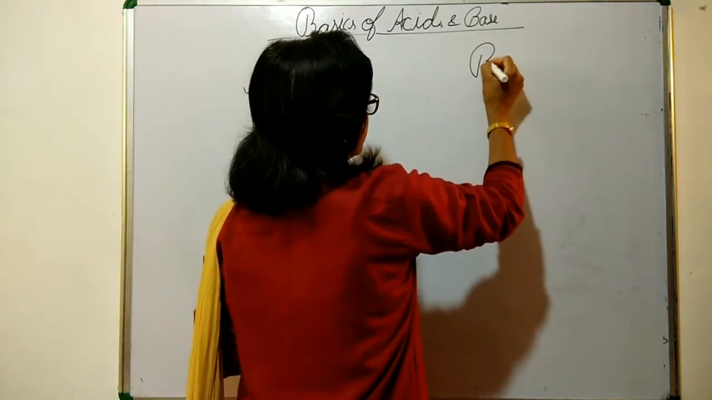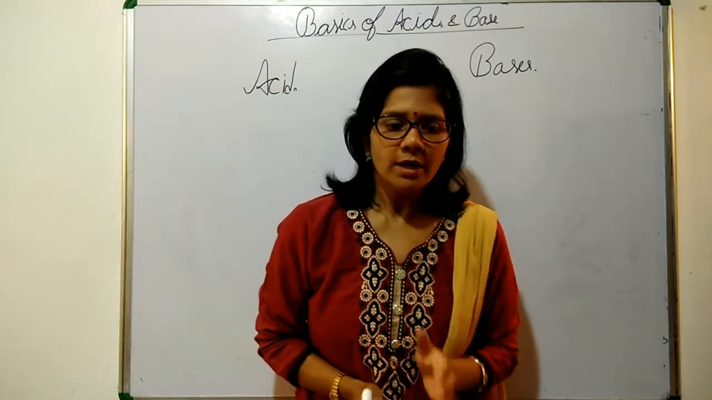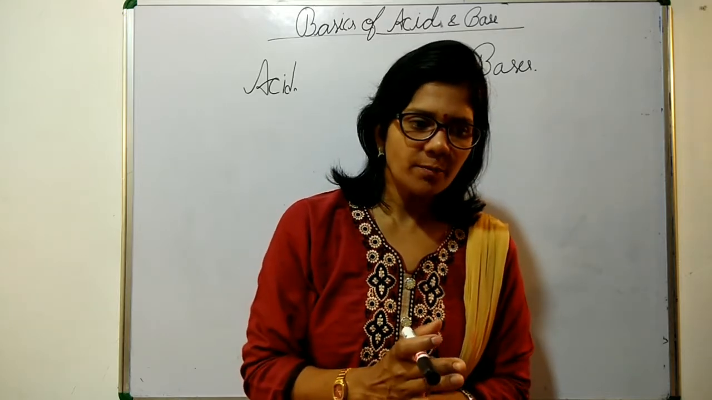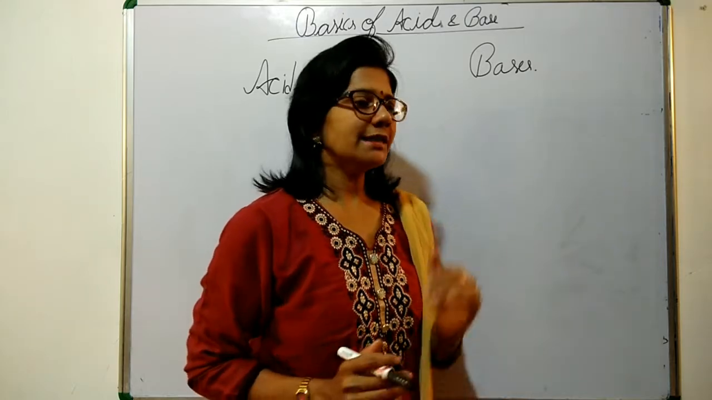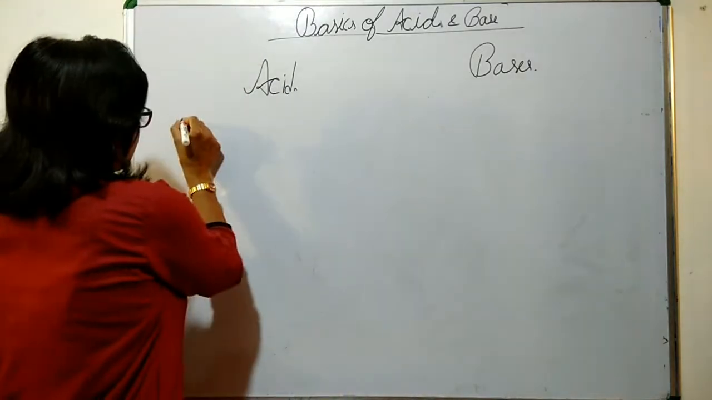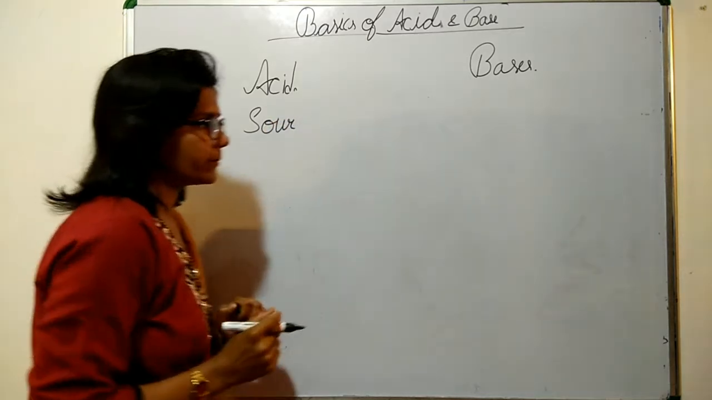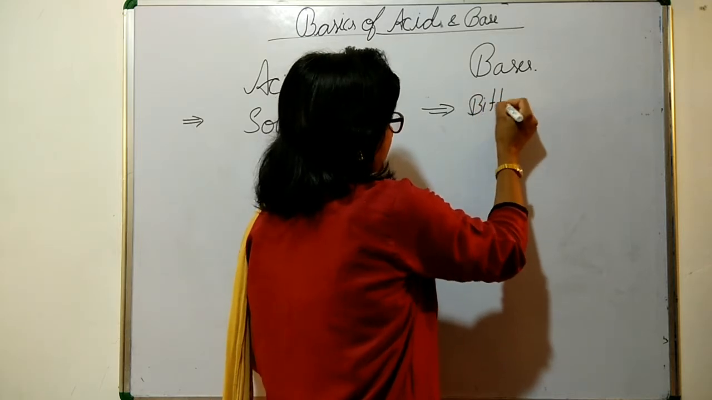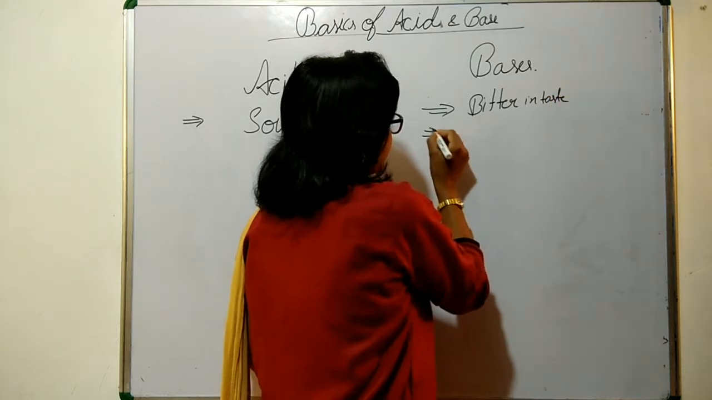Acids and bases. As we know, we should always start from physical property and should proceed to the chemical property. So let's see what is the physical nature of the acid and base. Acids usually are sour in taste. Bases usually are bitter in taste.